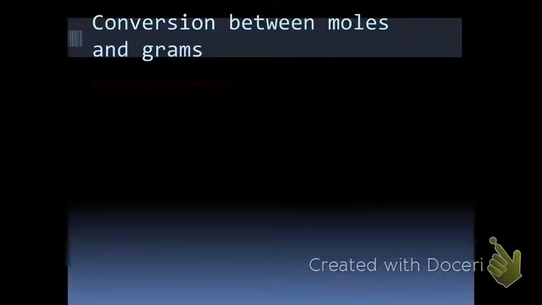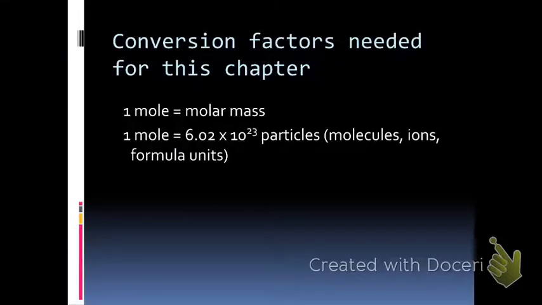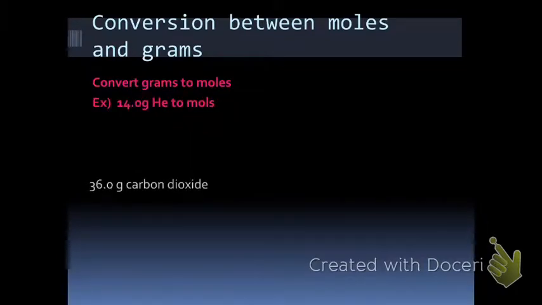All right, so let's go ahead and take a look. So it says convert grams to moles. So let's say we have 14.0 grams of helium to moles. Remember our conversion factors. We have mole to molar mass, or mole to 6.02 times 10 to the 23rd. So let's write that up here. So remember, 1 mole equals the molar mass. So if you want to convert moles to grams, you would use that, or you could have 1 mole equals Avogadro's number, and that's when you want to convert moles to particles.